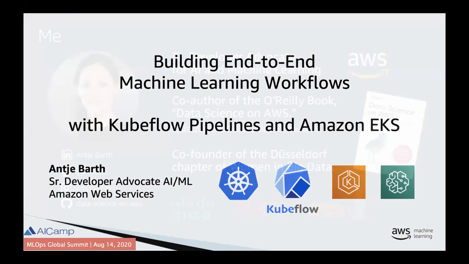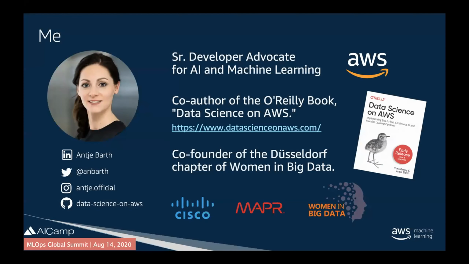All right, a couple of words, and David already introduced me briefly. I'm working as a senior developer advocate for AI and machine learning at AWS. As mentioned, I'm currently writing a book together with my co-author Chris Reckley on data science on AWS, so feel free to check that out. We'll cover a lot of the content in that book as well, and we're running a couple of workshops on the content.